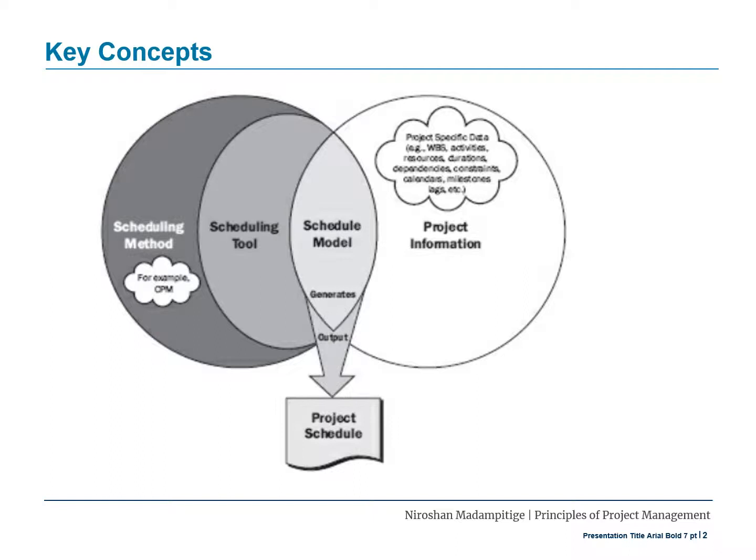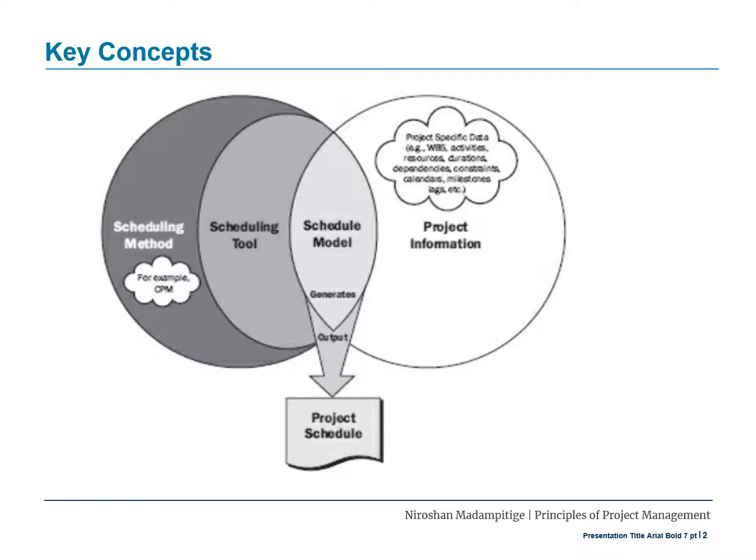The project management team selects a schedule method such as critical path or an agile approach. Then the project-specific data such as the activities, planned dates, durations, resources, dependencies, and constraints are entered into a scheduling tool to create a schedule model for the project. The result is a project schedule.